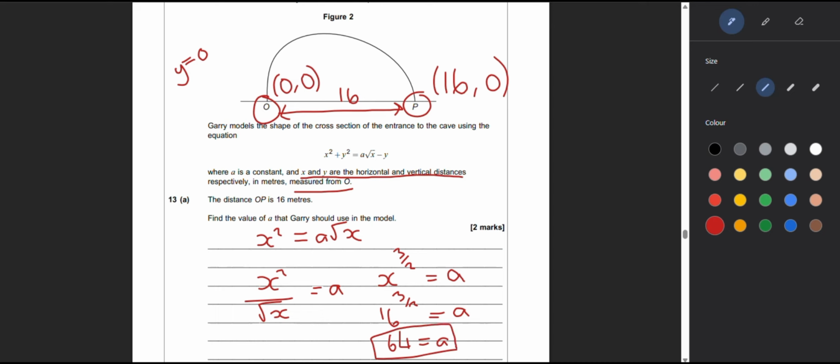So that wasn't too bad. That was just about thinking about what the values of x and y actually represent there.